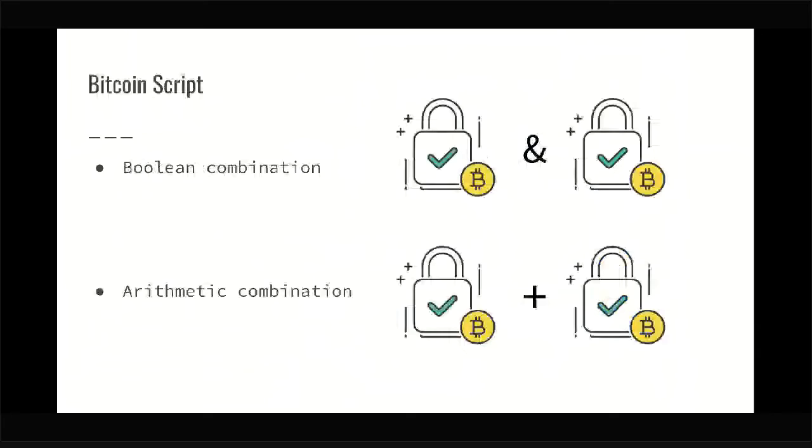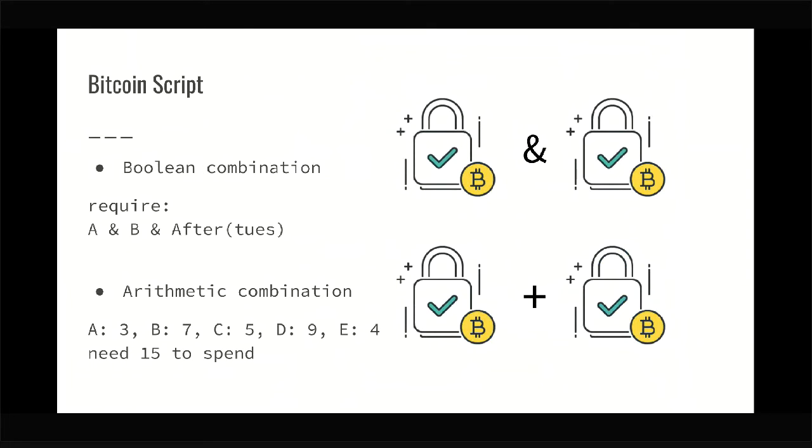You can do arbitrary recombinations of those things. So you can say, for example, Alice and Bob and after Tuesday, right? So all three of these things have to be true. You can do Boolean combinations. You can do arithmetic combinations as well. So you can say Alice's signature is worth 3 points and Bob's is worth 7, and you need 15 points to spend. But generally speaking, these things don't get used much in practice. Lightning being hash time lock contracts is generally the most complex script you're going to see in the wild.